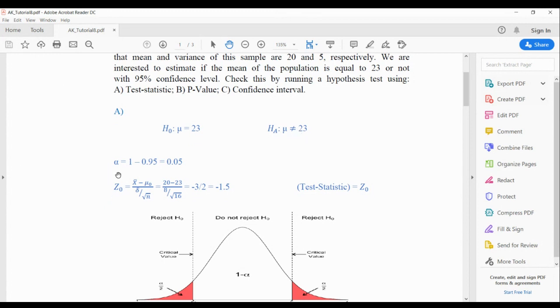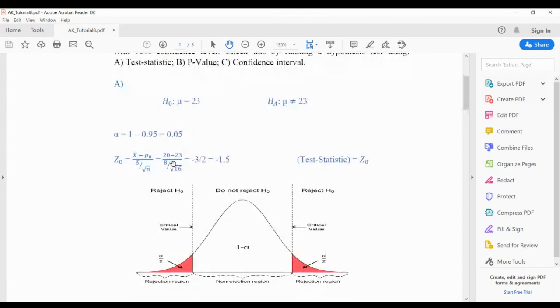Okay, so alpha, or type 1 error, is 1 minus my confidence level. It is given to us, 95% confidence level. So this is 5%. Next thing to do, Z0. What was 0 here? Because this is a Z-test. This is my test statistic. That's why instead of just saying Z, I use Z0.